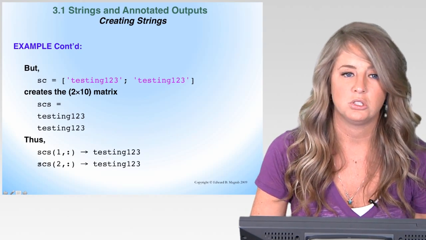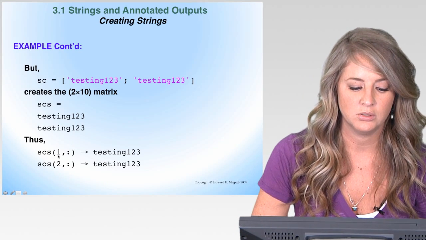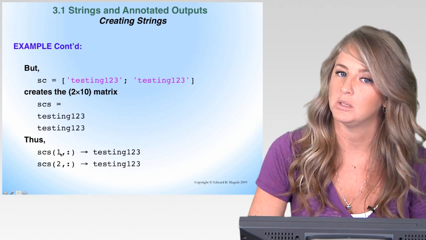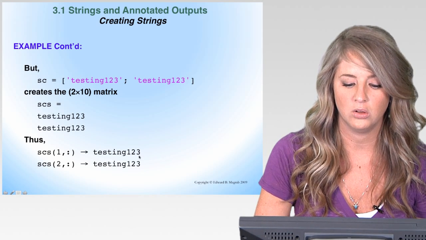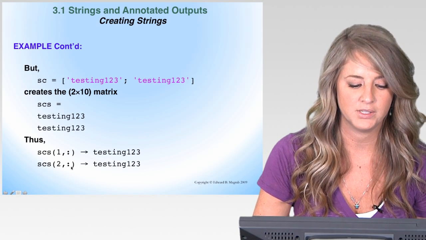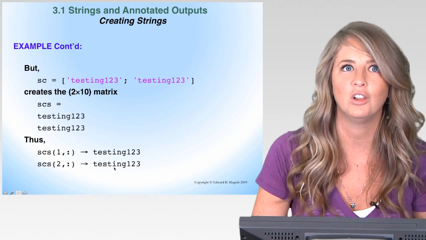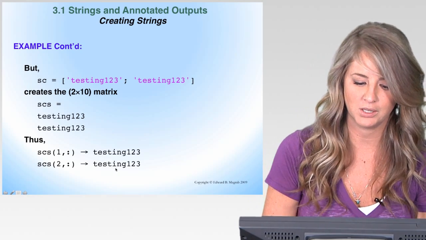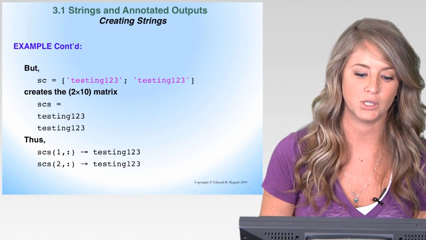And if we wanted to access the entire row, for example, we would still use the same notation like we did with the matrices and vectors. This here would access all of the elements in row 1. This here would access all of row 2. So that would result in the complete testing 1, 2, 3 in both strings.